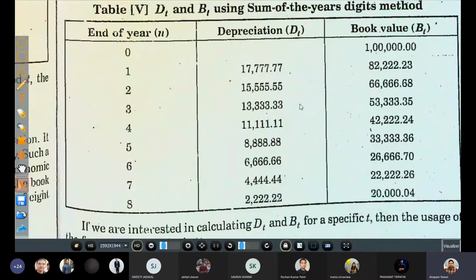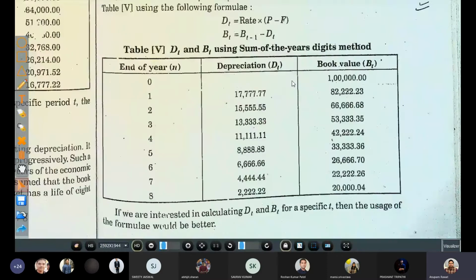In general life, we see that for most of the products we purchase from the market, the depreciation matches with this type of rate. So this is the way by which we can apply the sum of the years' digits method for depreciation. This is the formula, and this is the easiest way to do this job.